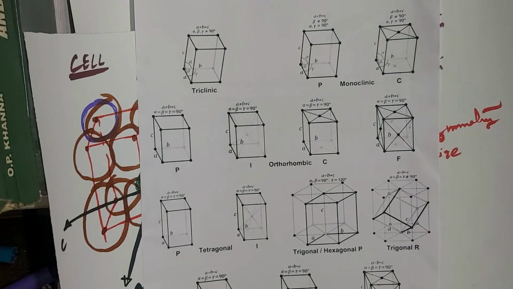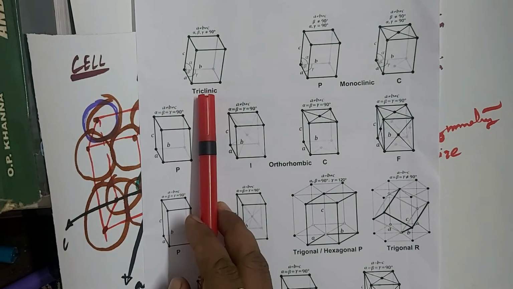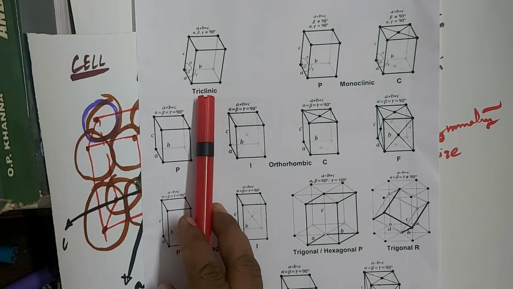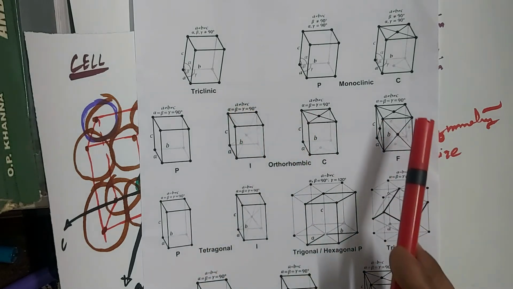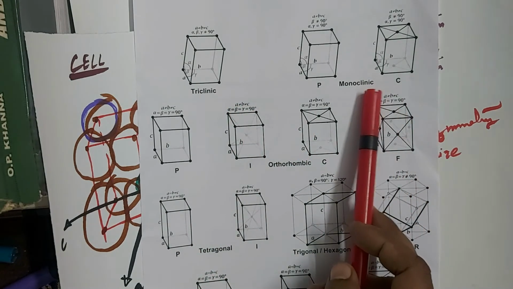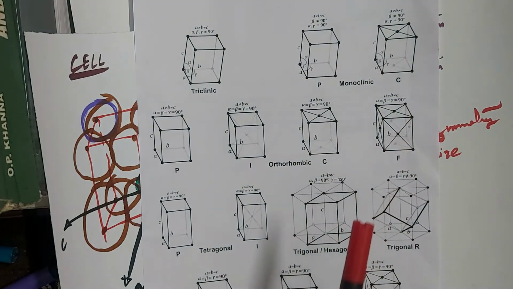Then triclinic crystal. This is the triclinic crystal. And the last one is monoclinic crystal. There are two types of monoclinic crystal: one is simple, another is end centered. So these are the seven classes.